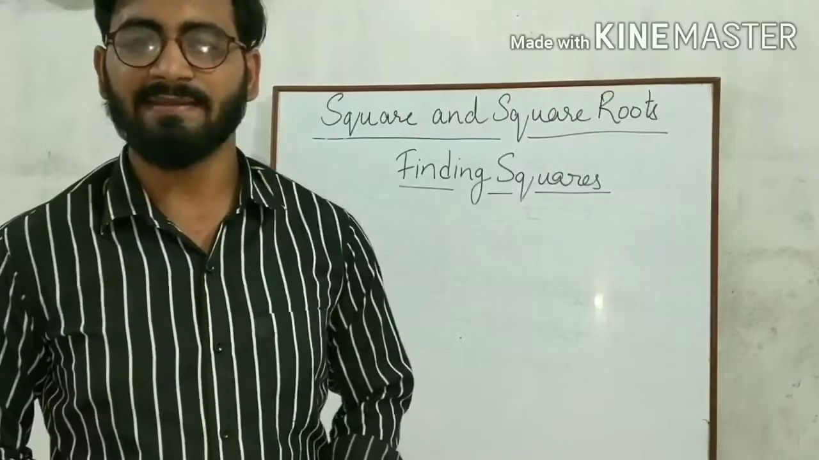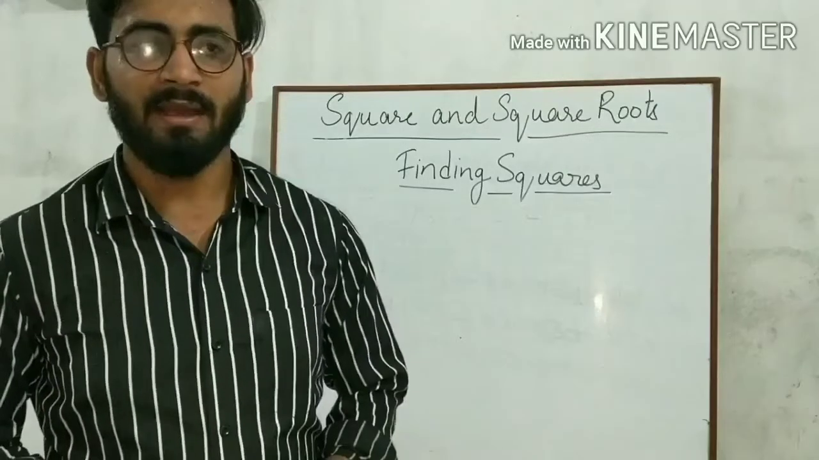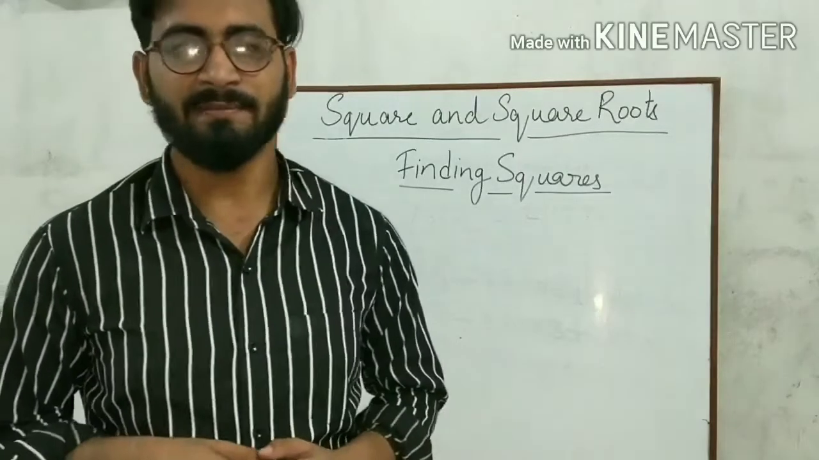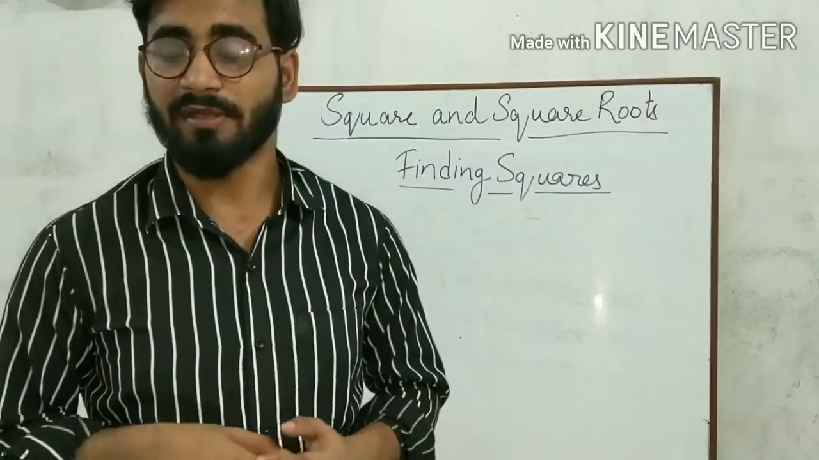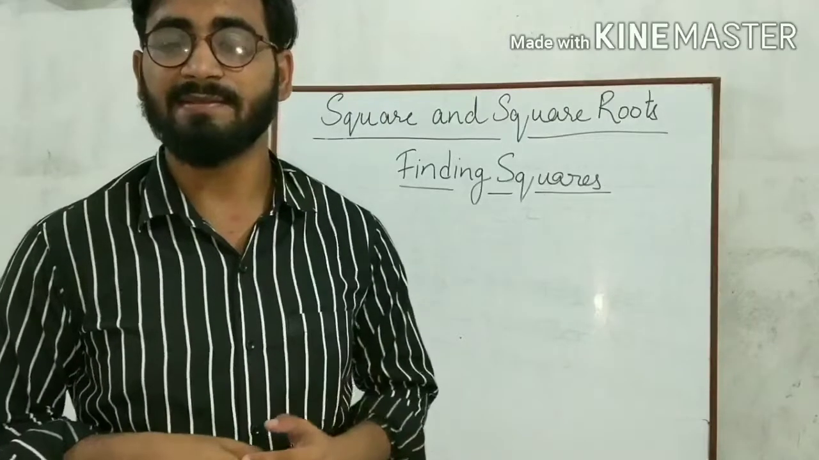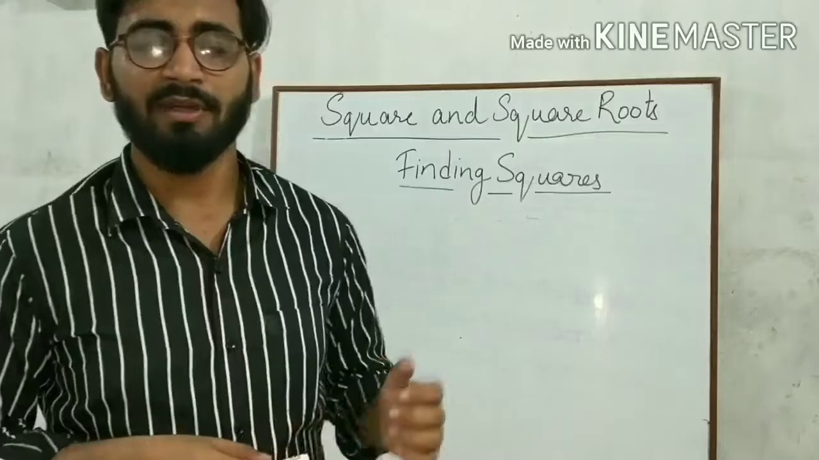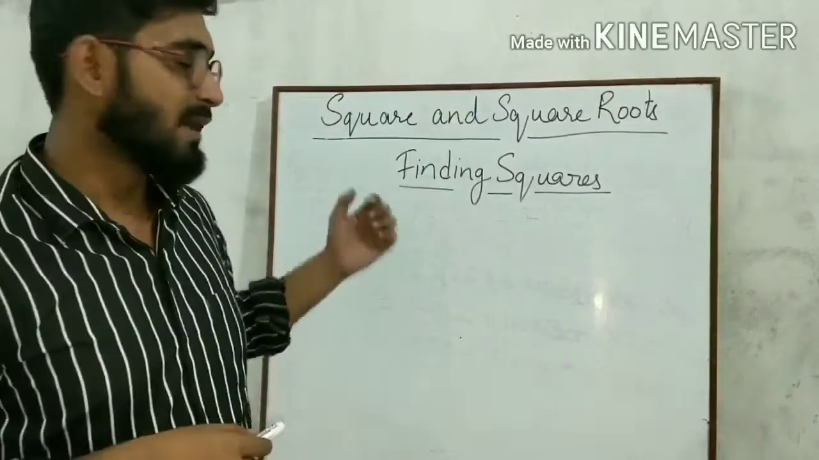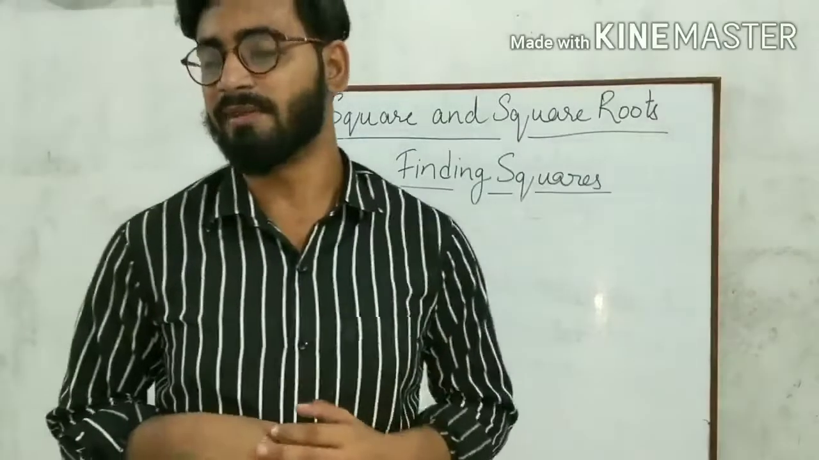In our last class, we discussed how to find the squares. Then we discussed the properties of squares. Then we discussed perfect squares. Today, we are going to discuss how to find the square of big numbers.